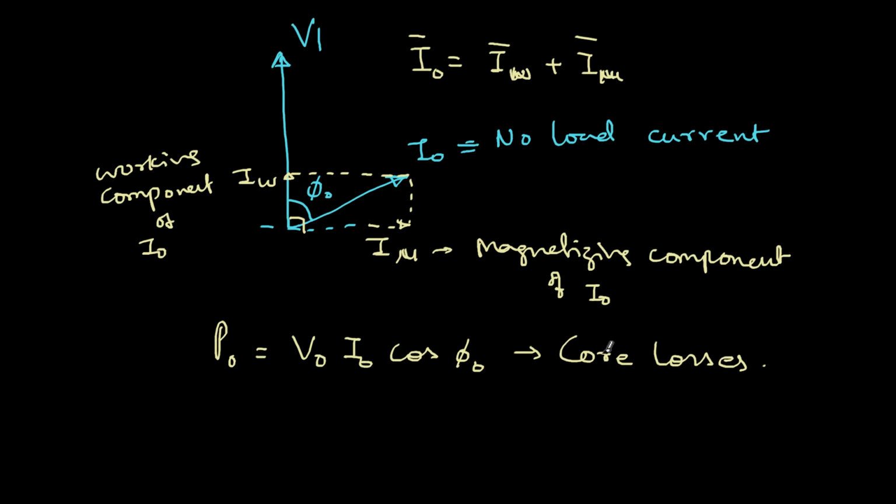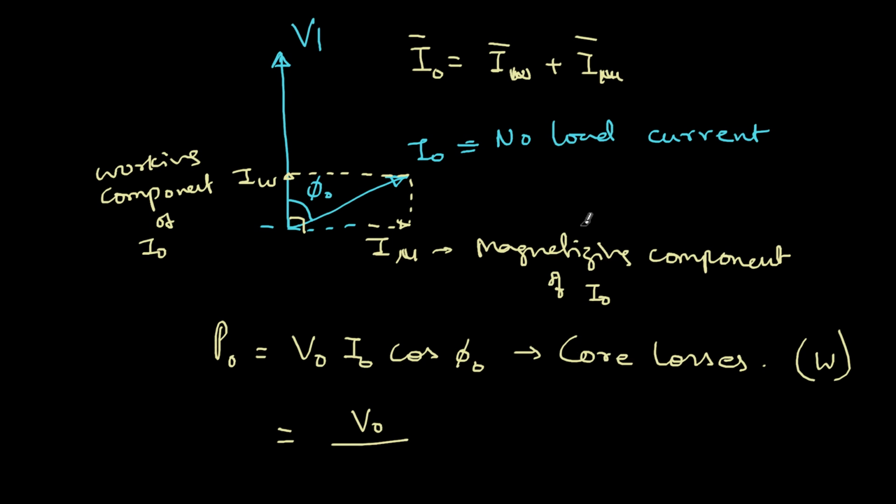So this is actually power, and the unit is watts. That power is called the core losses. Now mathematically you can calculate the resistance. So how do you get the resistance? Simply, if I divide voltage by current, that is I naught cos phi, or IW.